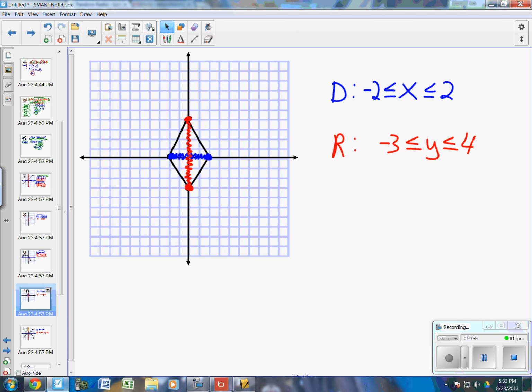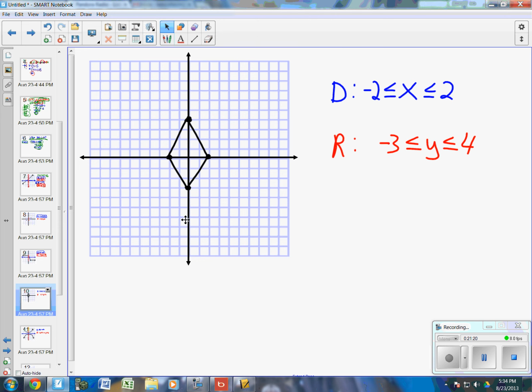Okay, this one right here. I'm going to erase this one and do it over again. Okay, this one right here is at the very bottom middle of the page. It goes up to 4 and down to -3 and out to -2 and +2. It's just a diamond shape.